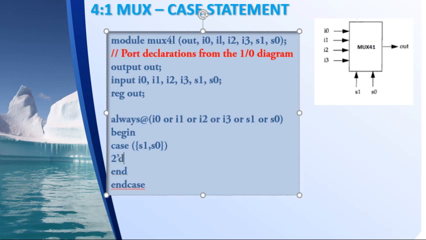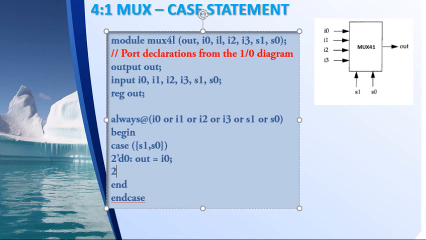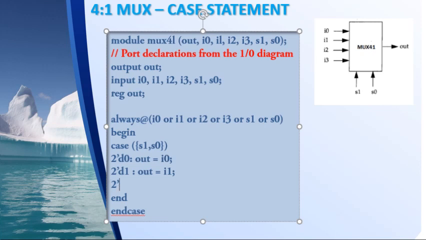Now I can check if S1 S0 is equal to 0, that is 2'd0, meaning 2 bits. The decimal equivalent of 00 is 0. So if S1 S0 is equal to 00, then out is equal to I0. If S1 S0 is equal to 01, the decimal equivalent is 1, out equals I1. Similarly, if it is equal to 2, then out equals I2.